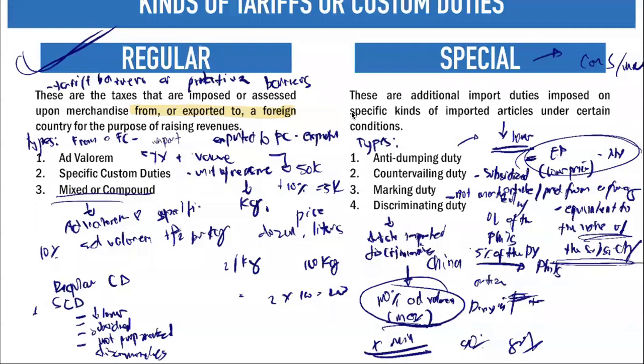What is the amount of our duty if ever lower? If ever lower, that is your export price less the normal value. Subsidized, the amount of the subsidy. If ever it is not properly marked, 5% of the value of that particular imported goods. If it is discriminated, 100% ad valorem. Okay? Or 5% ad valorem.